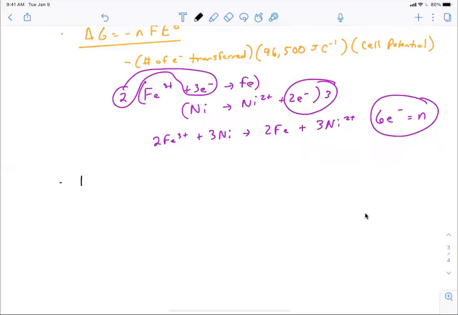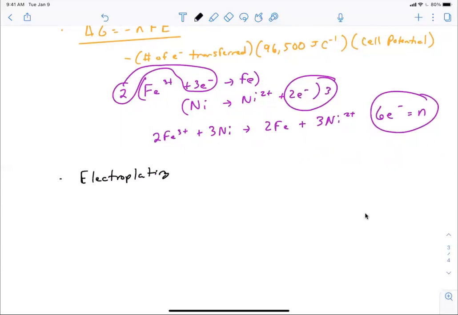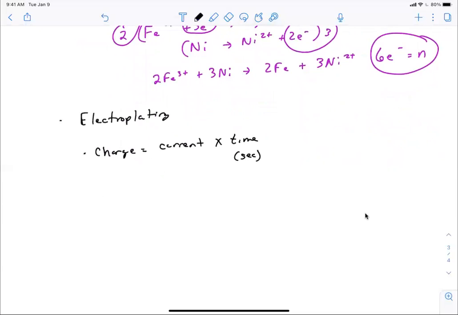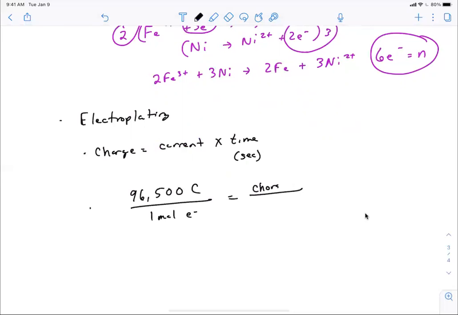The last thing is electroplating. And with this, I would encourage you to know a few things. Okay. One, okay, charge is equal to current times time in seconds. Okay. That's one equation you need to have to know. The second equation is kind of a conversion, that 96,500 coulombs is equal to 1 mole of electrons.